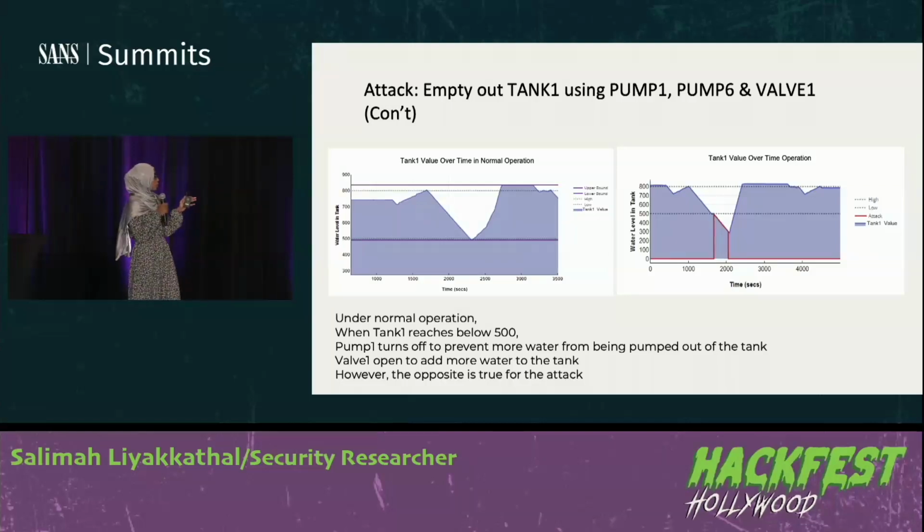Under normal operation, at this particular tank, when it reaches below 600, pump 1 starts to turn off so that it prevents water from being pumped out. But what the attack did was continue to turn on pump 1 to cause more water to be pumped out of this tank. So this attack was stopped at 300, as you can see. The water level is now below the normal healthy range.